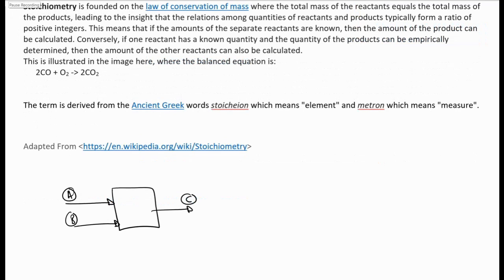Now let's look at the following system to describe stoichiometry and chemical reactions. In the system, reagent A is coming in with stream A, reagent B is coming in with stream B, and reagent C, the product, is leaving the system in stream C. Let's, for this example, say that A is carbon monoxide, CO, and B is oxygen. We're reacting the two with each other to form carbon dioxide, which is leaving the system in C.